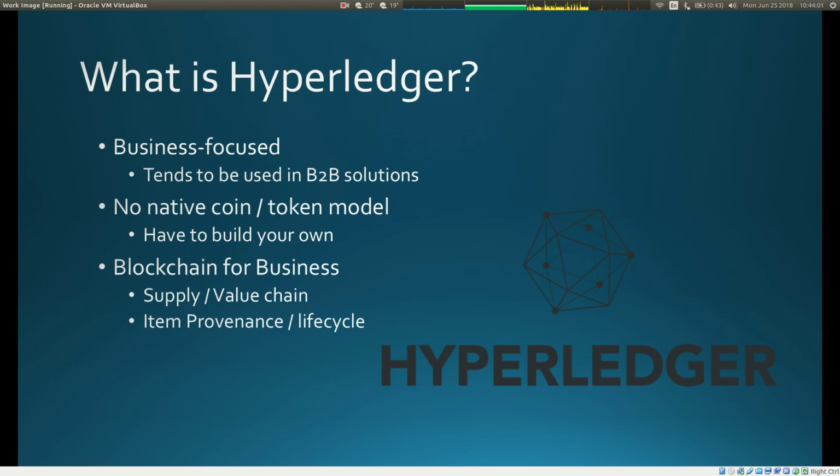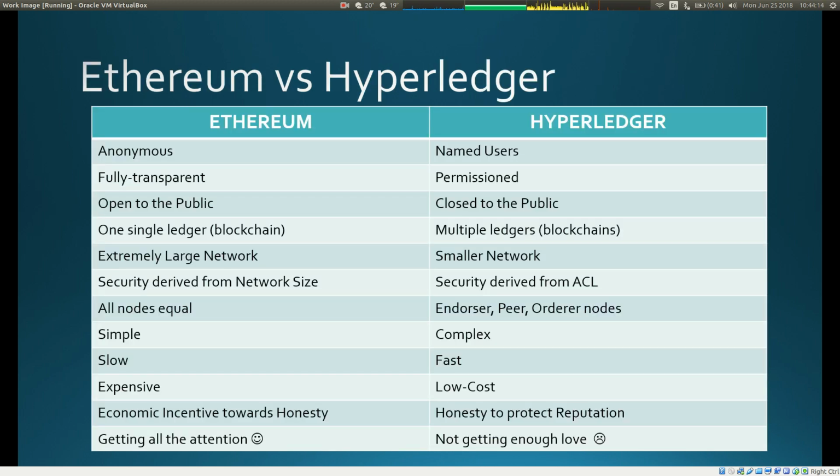So we see a lot of interest right now with Hyperledger, particularly in supply chain, value chain solutions, any kind of solutions where having provenance and tracking the life cycle of an item or good is important, such as food supply chain, manufacturing, etc. So a quick little rundown of the two platforms. A lot of people think that Ethereum and Hyperledger are competitors. They're really vastly different platforms that can coexist remarkably well in many different real-world solutions.